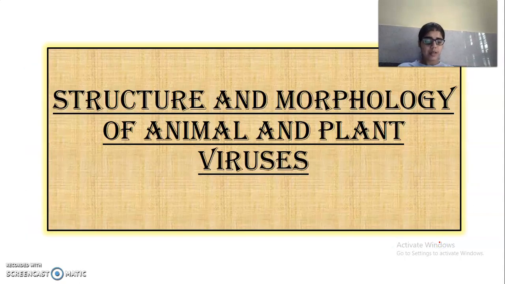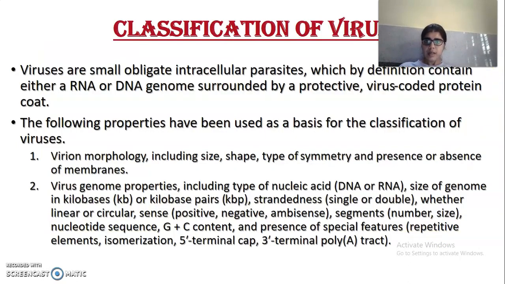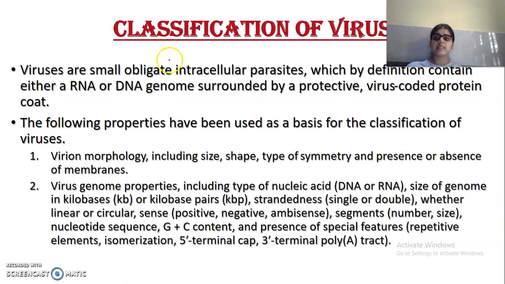Now we know about the structure and morphology of animal and plant viruses. Classification of viruses. Viruses are small obligate intracellular parasites which by definition contain either an RNA or DNA genome surrounded by a protective virus-coded protein coat.